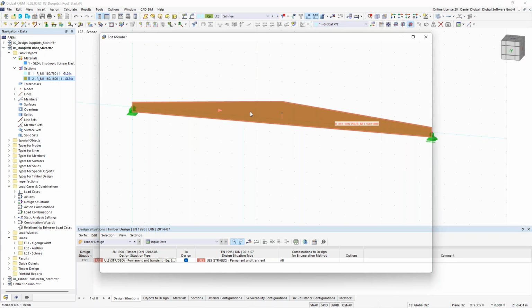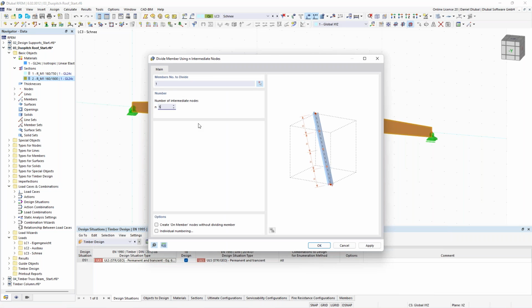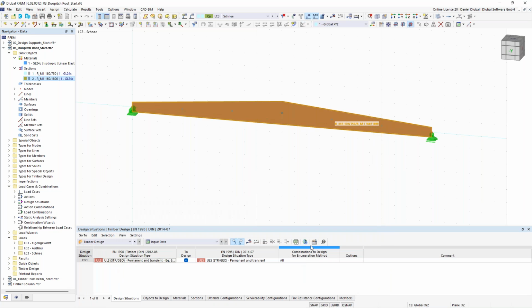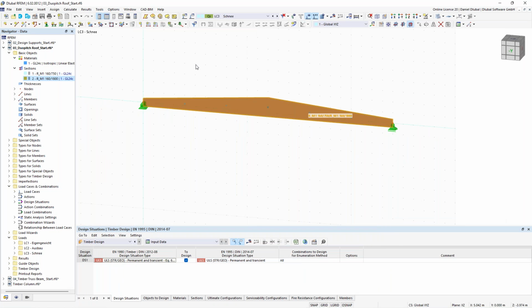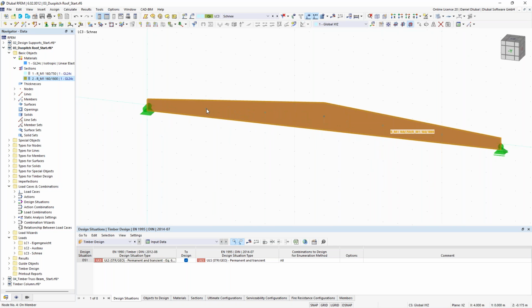And by right-clicking on members and going here to divide member and intermediate nodes, I click here on 5 and activate this option, create nodes on member without dividing member. So we will get additional nodes on the member without dividing this member into several members. I click on OK. And now you see here these nodes, so these internal nodes.